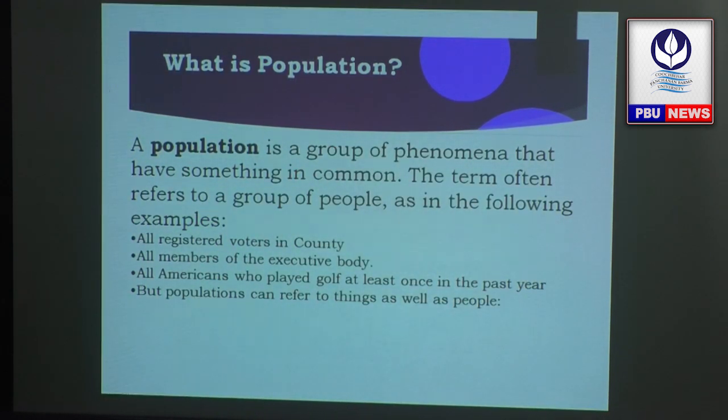Before coming to the point, now we discuss what is population. Population is a group of phenomena that have something in common. The term often refers to a group of people, in the following examples. Suppose registered voters in the country, the total number, all members of the executive committee, all Americans who played golf at least once in the past year, etc. These are basic examples of population.